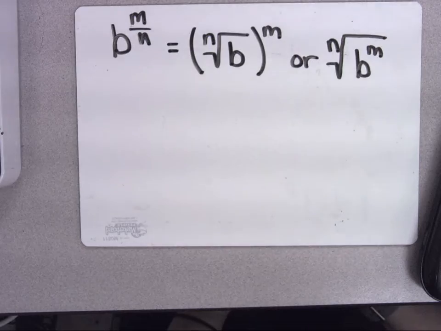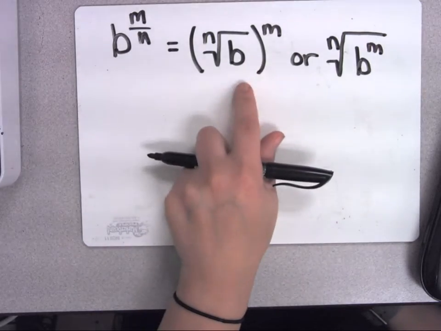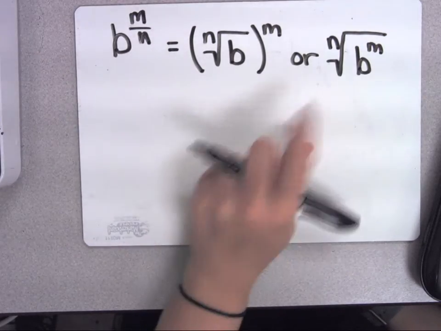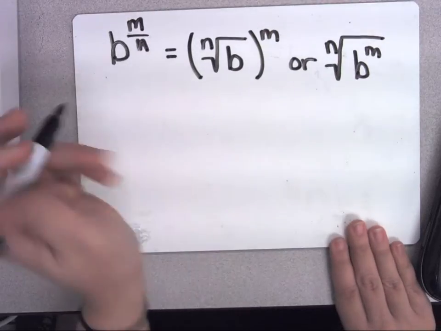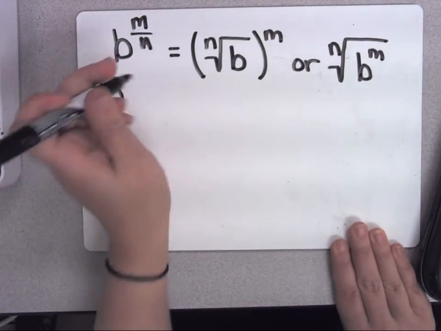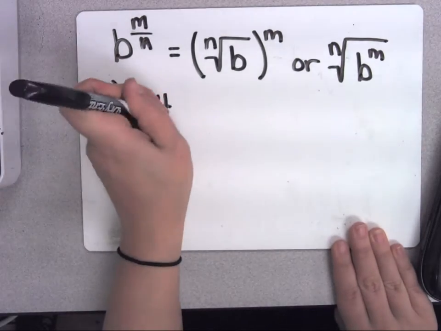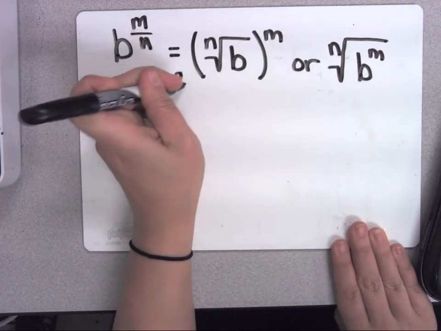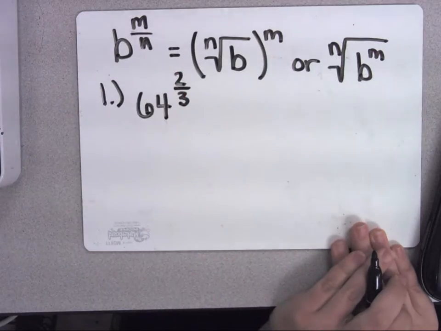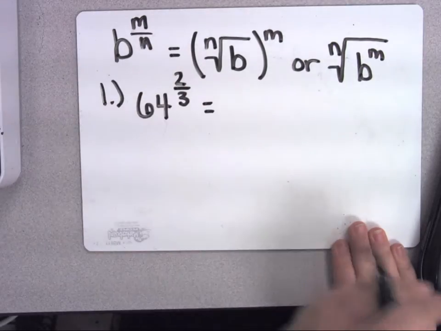Usually it's easier to simplify numbers if it's on the outside like this, because then your number's not so big to try to deal with, okay? So for example, we will do a couple examples. We have 64 to the 2/3. So how are we going to rewrite this?